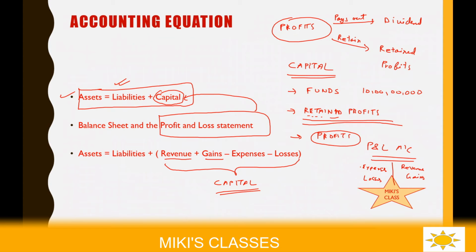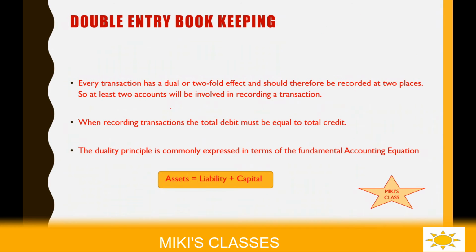So the moment you have this, this will give you the profit for the year. How much will be the profit for the year? And this profit which you make ultimately feeds into the capital. That is why this part can also be written as capital. Assets is equal to liabilities plus capital. Okay. Fine. So let's move on. So this capital, as I told you, can be broken down into this entire thing. Yeah. Now, double entry bookkeeping.